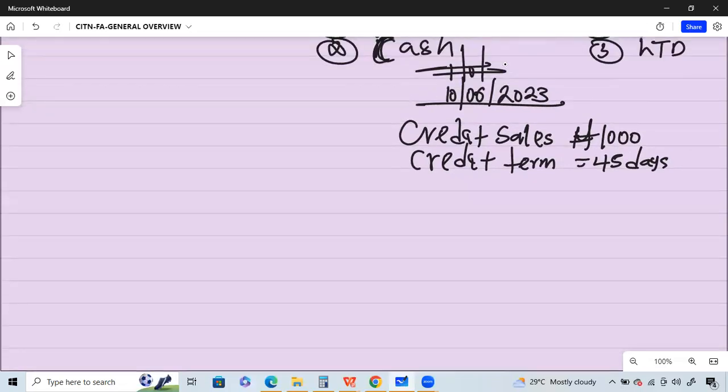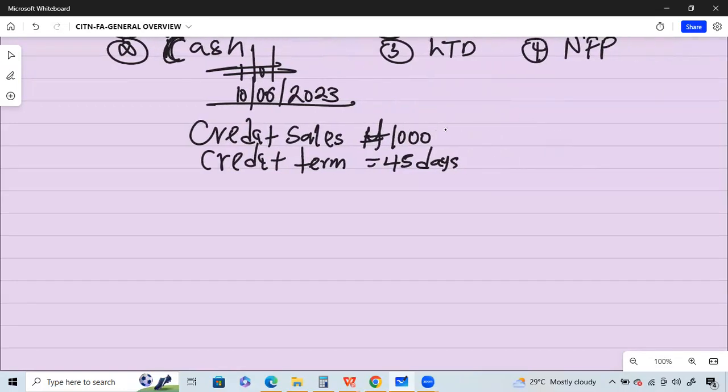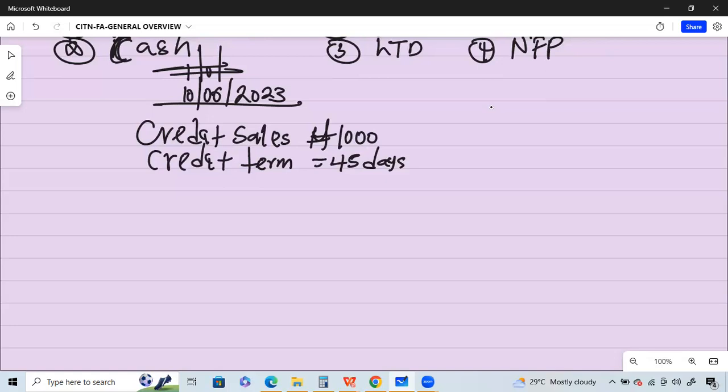That if I made a sale to you now on the 10th of June 2023, you are going to pay me in 45 days. That is our agreement. Let's say for example now I want to prepare my monthly financial statements. Monthly financial statements for June. I want to prepare my monthly financial statements for June.